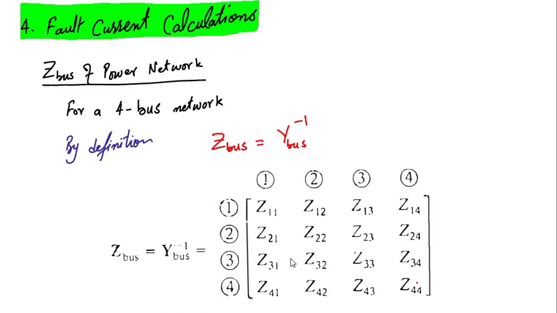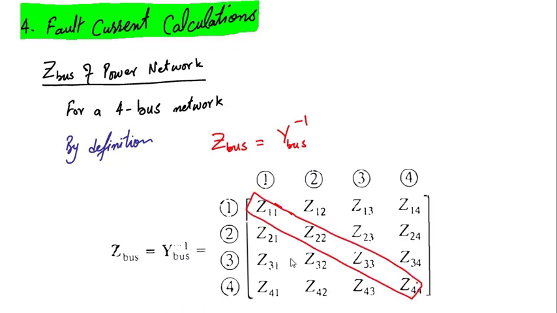This node impedance matrix is also very useful to analyze the power system. It gives us much more in-depth insight of the network as compared to Y bus. So it has its own applications.